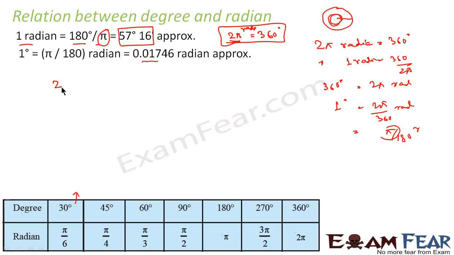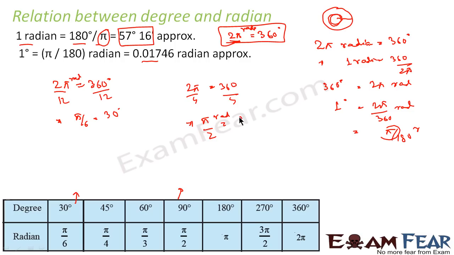We can derive these also. We have this logical formula, 2 pi radian is equal to 360 degree. If we want to find 30 degree, we divide by 12, and you get pi by 6 is equal to 30 degree. Let's suppose we want to find 90 degree. Again we use the same formula, 2 pi is equal to 360 degree, and we divide by 4 both sides. So you get pi by 2 radian is equal to 90 degree.